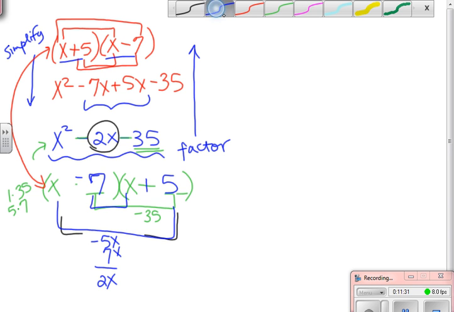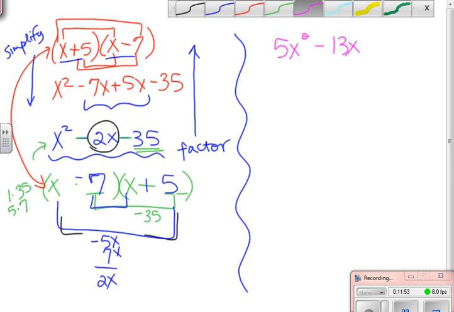Now these are fairly easy when there's no term in front of the x. So let's start with something that has a term in front. So what happens when I have something like 5x squared minus 13x plus 6, where now I have to worry about terms in front of the x squared and from the 6? Well, we still start the same. Minus plus is minus, minus, and I obviously have an x in each one.